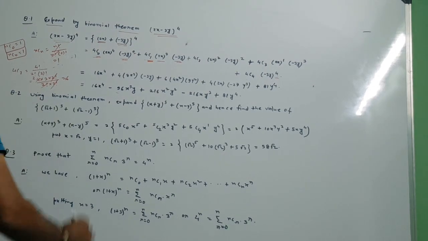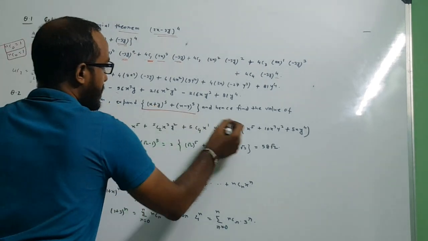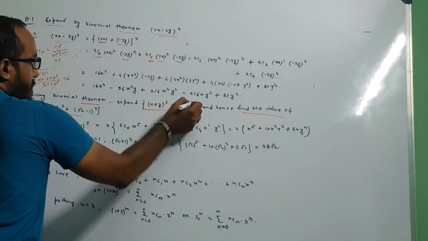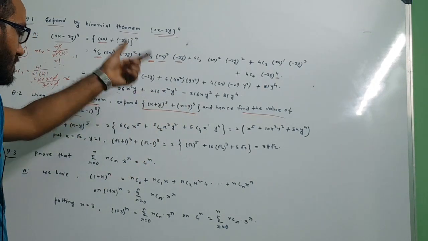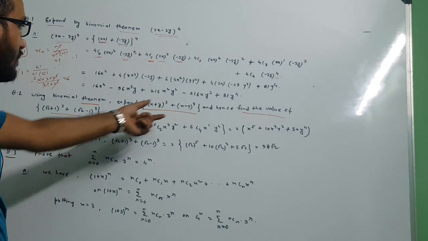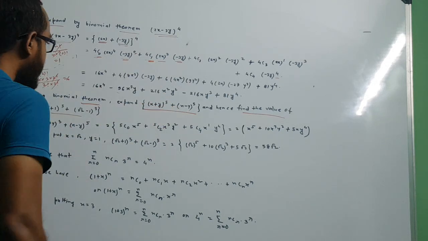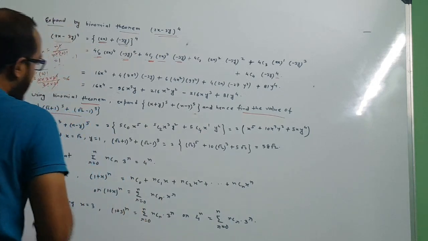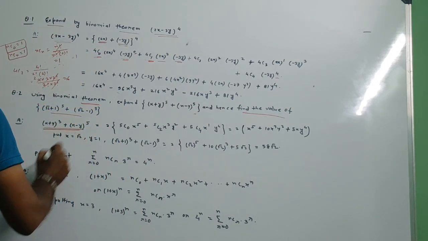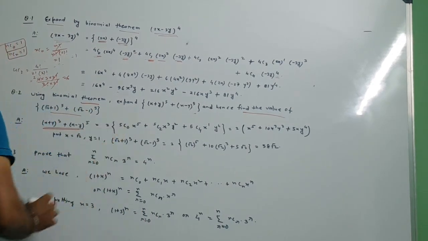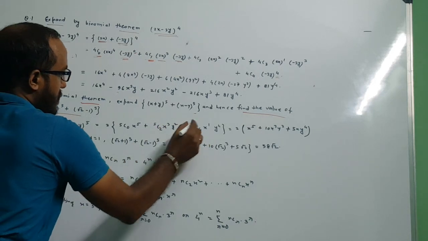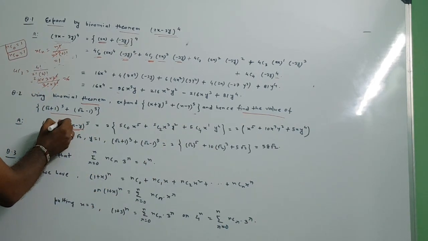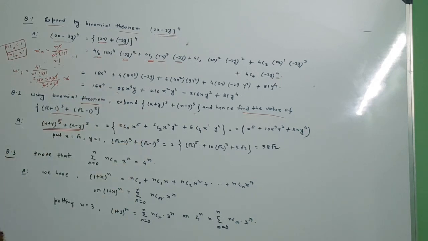Now second question, using binomial theorem, expand this and hence find the value of this expression. Here see, we have odd powers. We have just seen those two formulas, right? Plus and minus. So (x plus y) to the power 5 plus (x minus y) to the power 5. We know that this formula is going to be up to even terms, right? In 5 we have 5, but in addition we will go up to even terms.